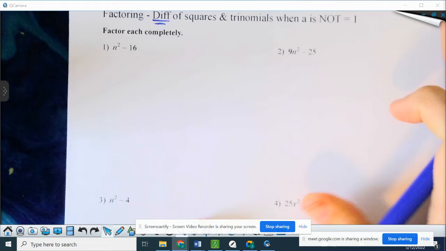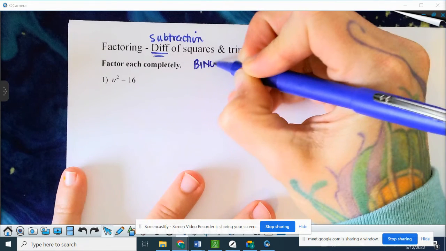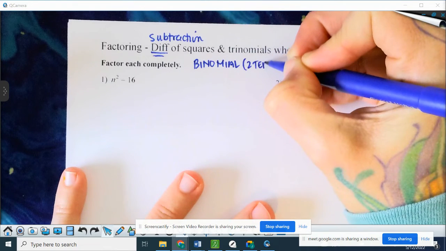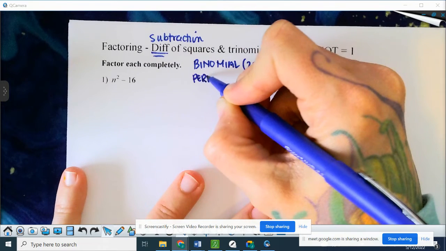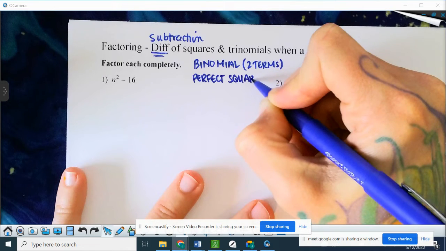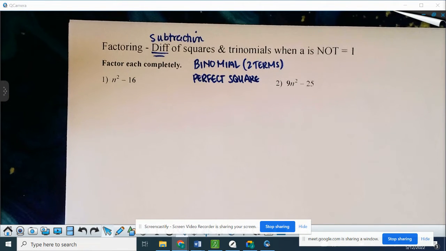So it has to be subtraction. It has to be a binomial, which hopefully we know at this point means two terms. And they have to be perfect squares. By perfect squares, I mean like the square root of 4 is 2, the square root of 9 is 3, the square root of 16 is 4. So it has to give you whole numbers when you take the square root.